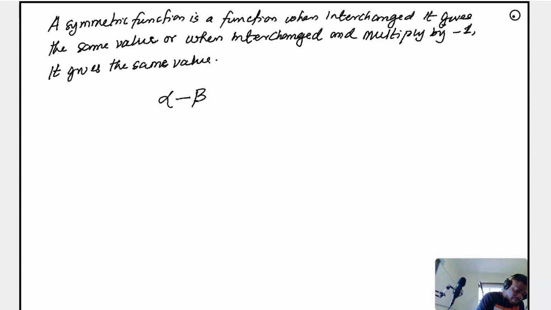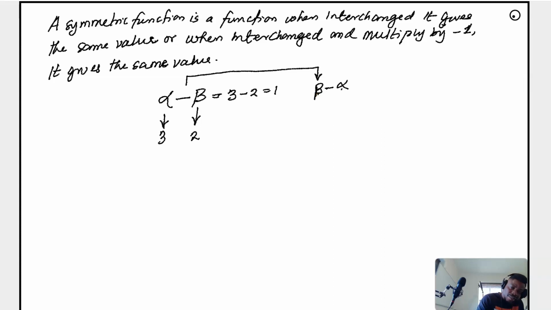This is what I said in the previous slide, but this is what it means. Alpha minus beta. Let's say alpha is 3 and beta is 2. So alpha minus beta is 3 minus 2, which is 1. Now let's interchange this. If I interchange, that will be beta minus alpha, right? And this will be 2 minus 3, which is minus 1, and is not equal to this.